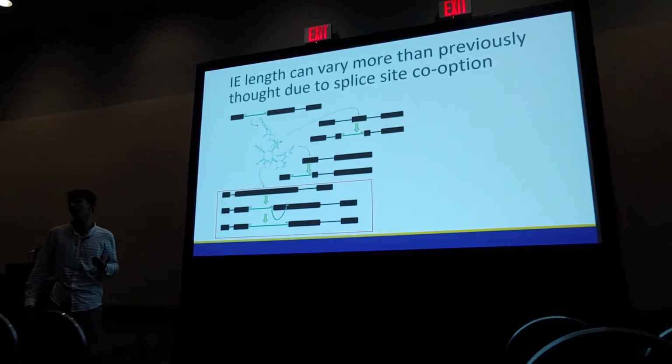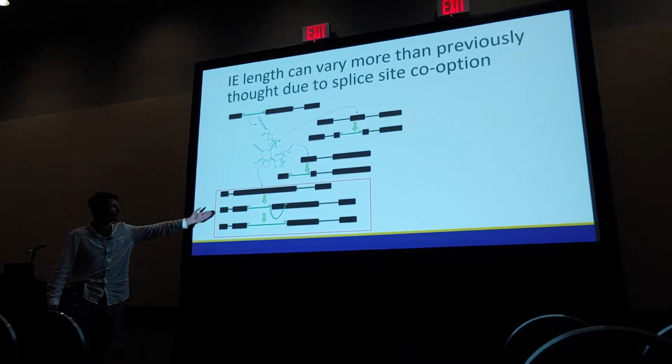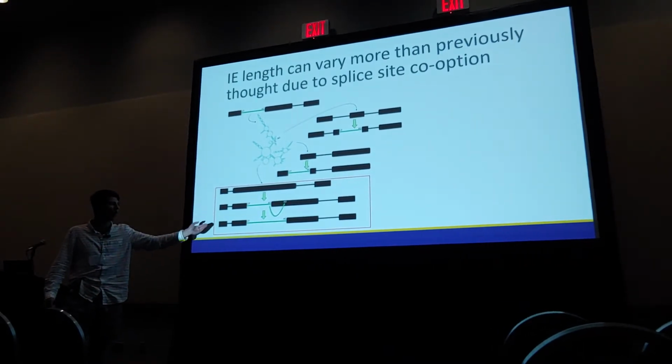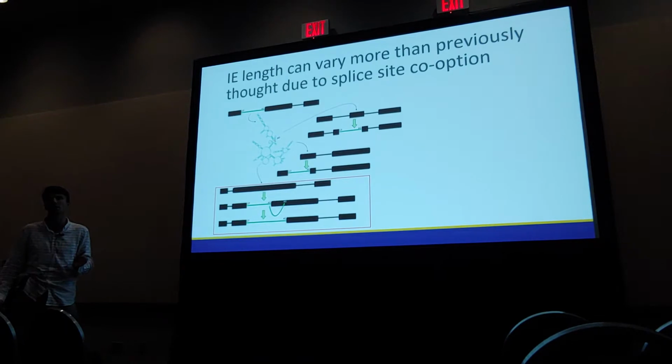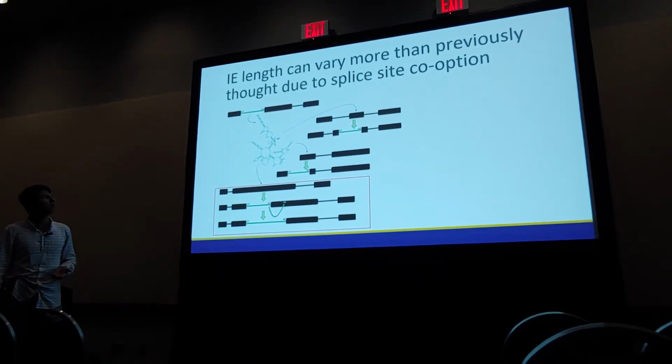So this is kind of the same cartoon I showed you before, but when this introner element family gets inserted here, it causes an intron gain event, but actually co-opts a downstream 5' splice or 3' splice site and elongates as a result.